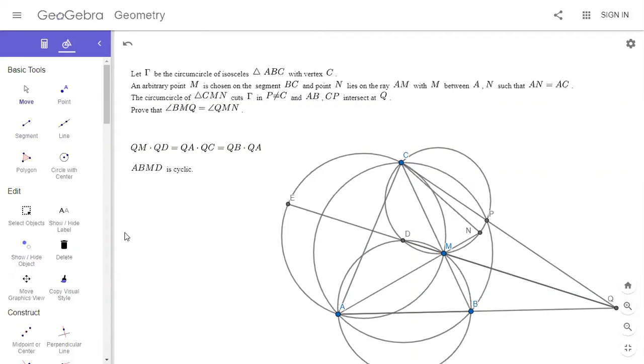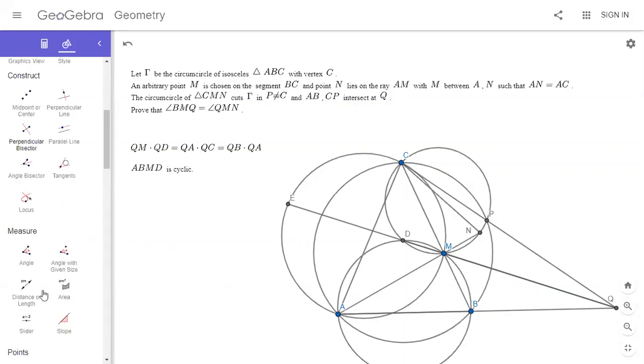Is D the in-center of ACM? I feel like D might be the in-center of ACM. Let's see. Yeah, that's looking pretty true.